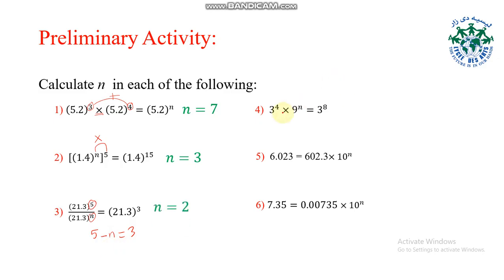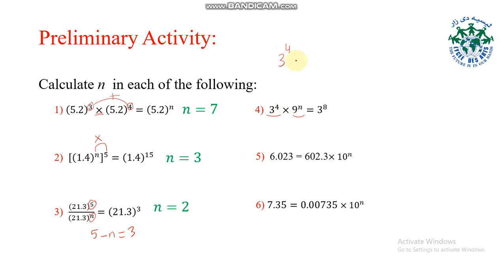In the next part 4, we have 3 exponent 4 times 9 exponent n. We don't have the same base, so we cannot directly add 4 plus n. We have to think about a way that we make the two powers having the same base. So simply, you can notice that 9 is going to be replaced with 3 squared.